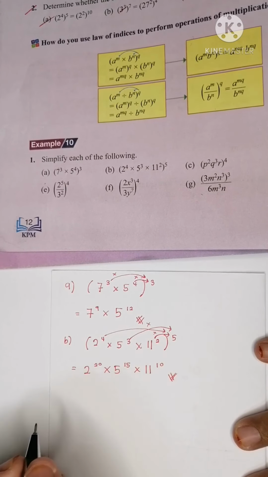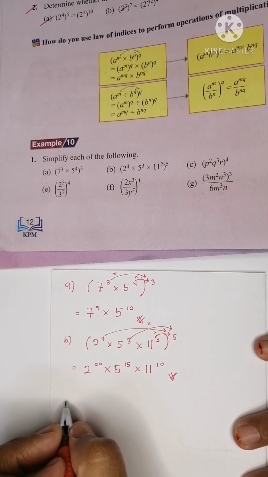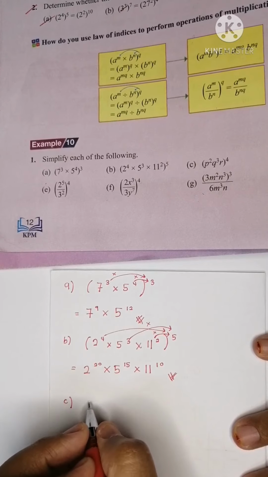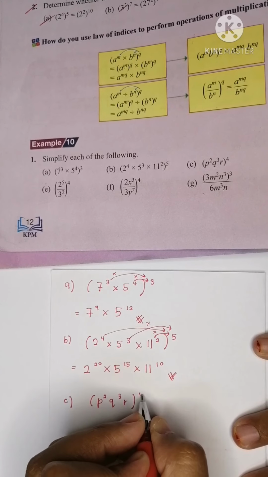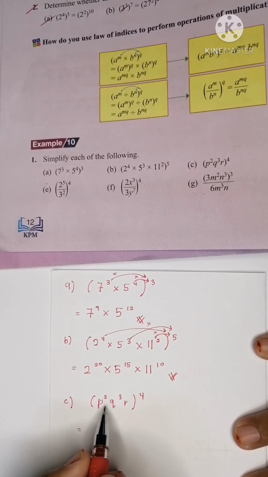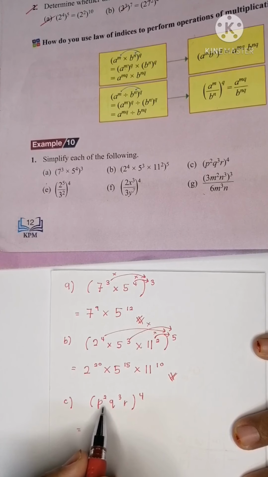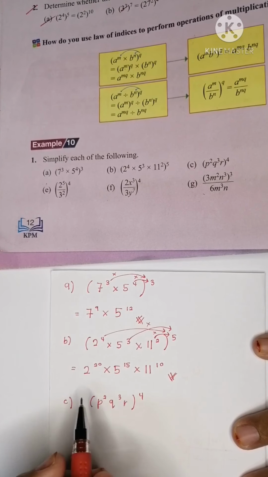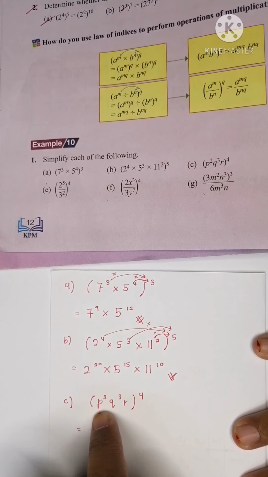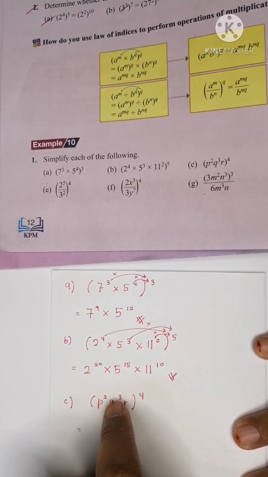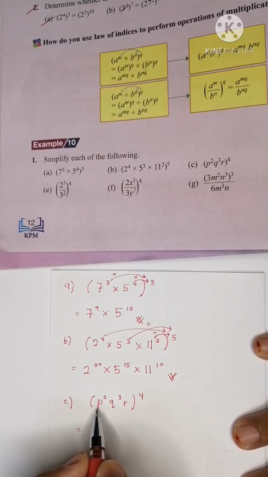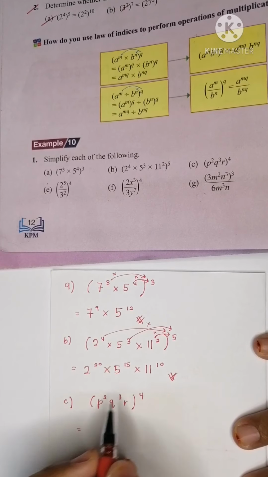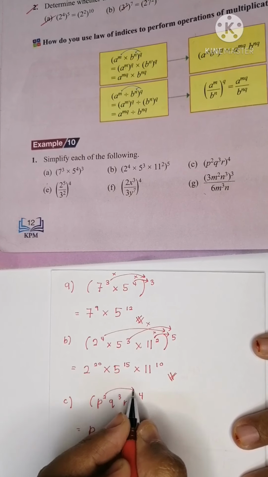Now look at C. P squared Q cubed R, and then to the power of 4. Now for this one, it is not mentioned to you whether it is multiplied or not, right? So you just consider this one as P squared, Q to the power of 3 and R. So all the powers must be multiplied by 4. For base P, which has the power of 2, it must be multiplied by 4. So P, 2 times 4, 8.